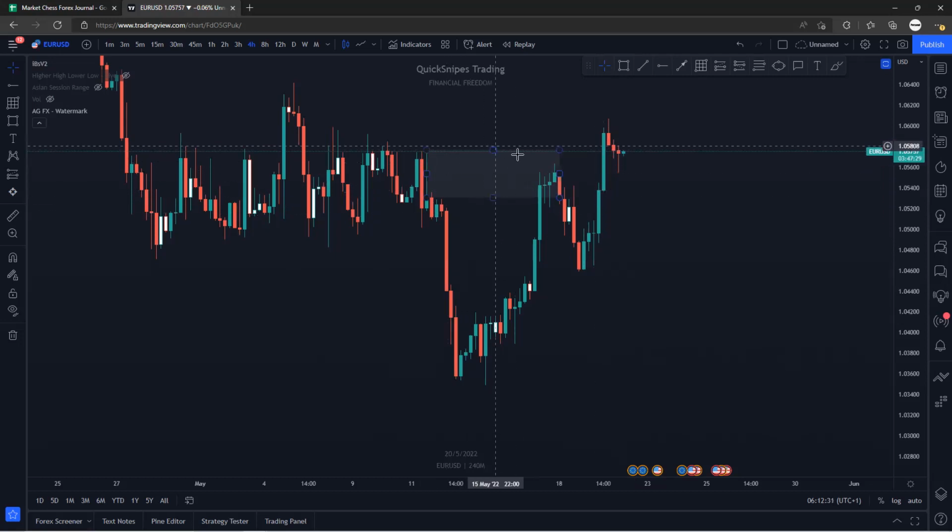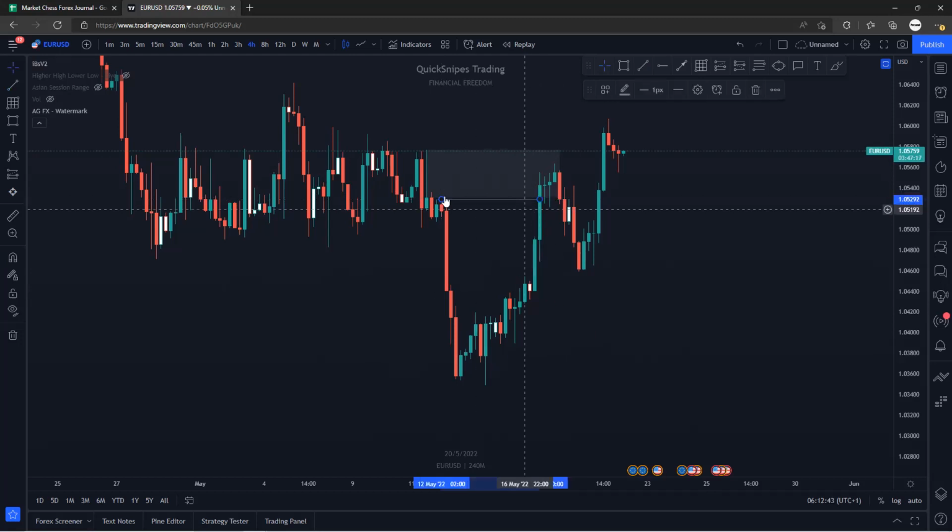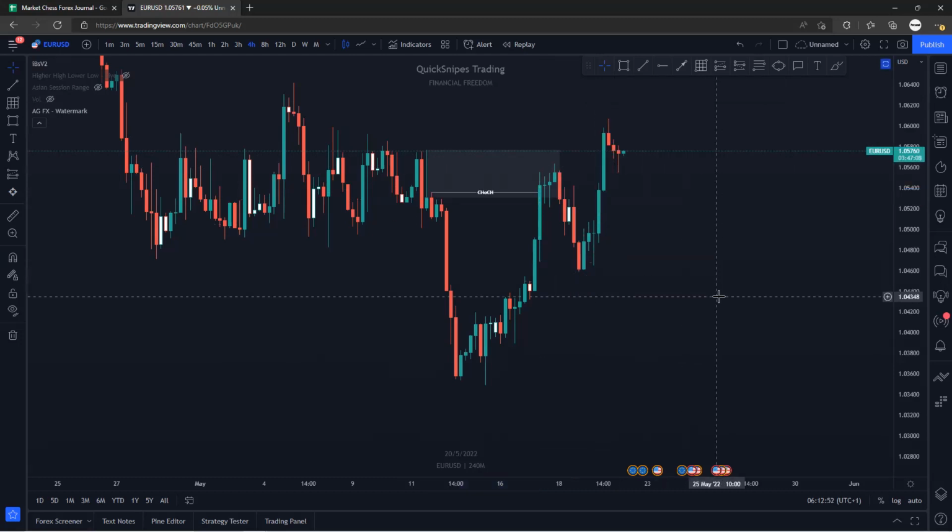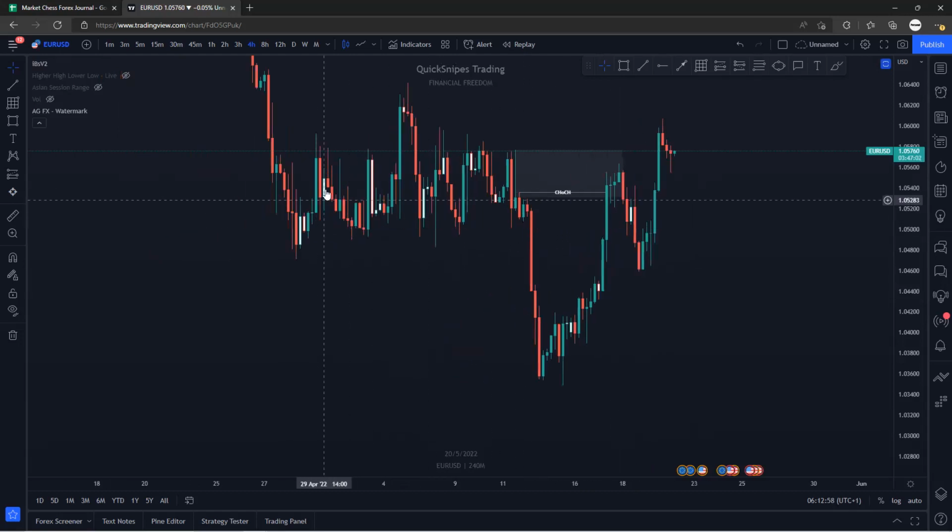And from that, we can see this sort of high get taken out. But this high get taken out. So that's our 4-hour change of character. And then from there, if we look to the left a bit, we can see with the structure that indicates a 4-hour break of structure. So we're in a bit of a demand regaining control, but potential supply moves from here.